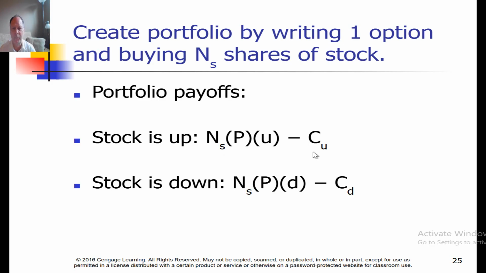We have written a call option, so that's the negative, what we have to lose by the payoff from the call option. If the stock goes down, we still have the same number of shares of the stock times the initial price of the stock times the down factor, in this case 27 times 0.71, minus the value of the option that we have written, in this case 0.